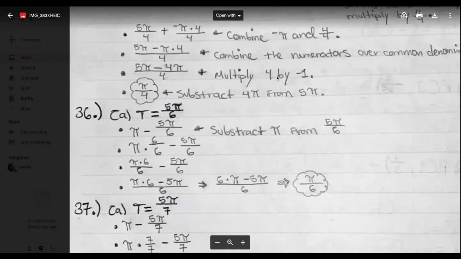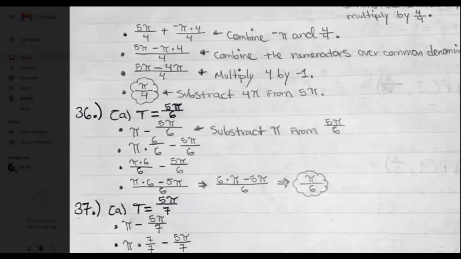All right, Liz, I see your screen. So which one do you want to present? I'm going to be working on 36. Okay, great. So we are supposed to find the reference number of the value t. So we have t equals 5 pi over 6.